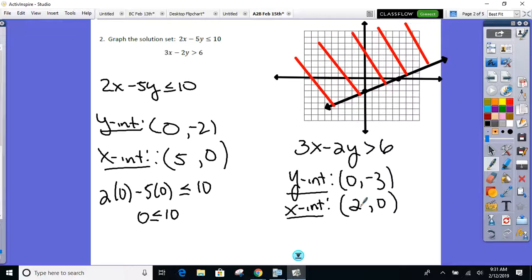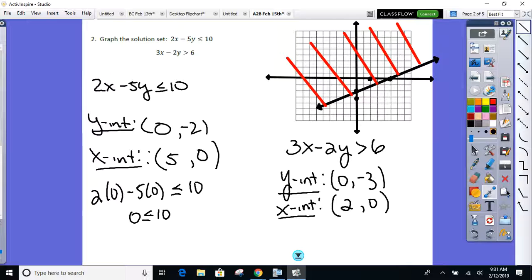Am I going through that too fast? Finding the intercepts. Do you think it's easier than solving for y? I hope so. All right, go ahead now. 0, -3. 2, 0. Whoa, watch yourself. What type of line are you going to put in? Dash, dotted, whatever you call it. Yep.